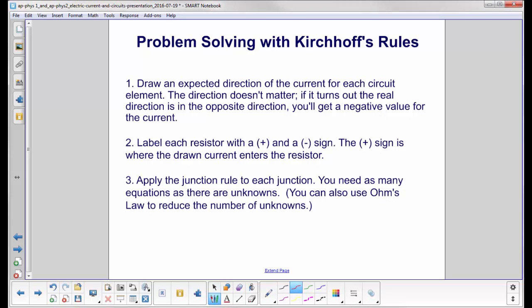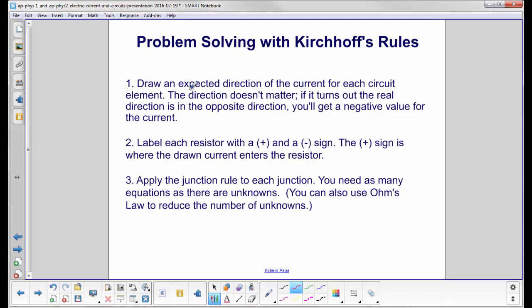We have some rules associated with Kirchhoff's rules so we can solve the problems. Don't worry if all this doesn't make sense to you just now. Once we work the problem, hopefully it'll become clear. And if you do get confused later on, you can always refer back to this slide and the next one.